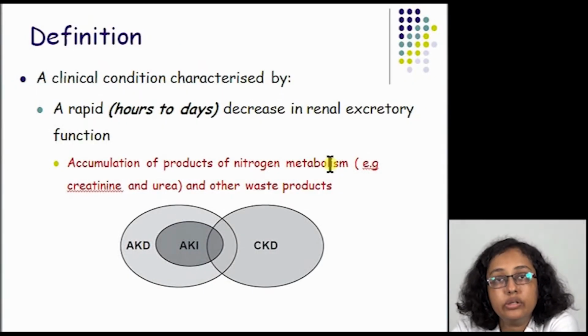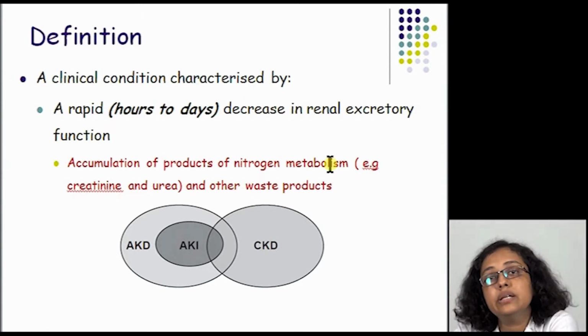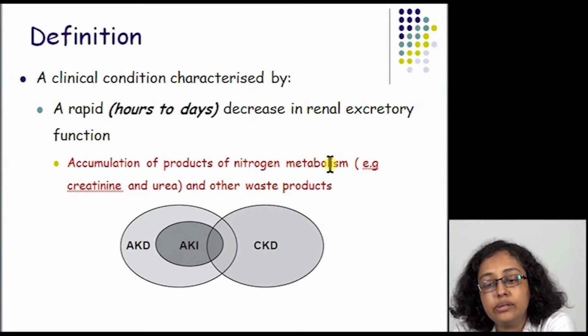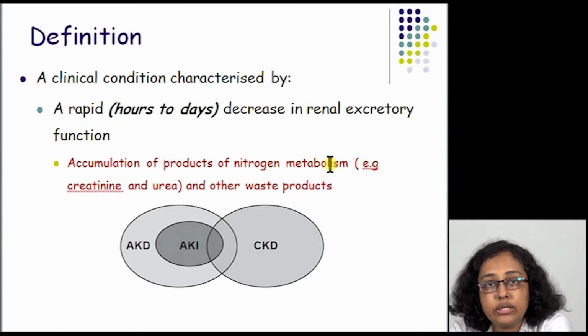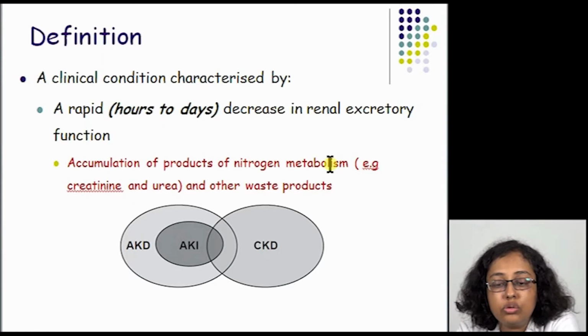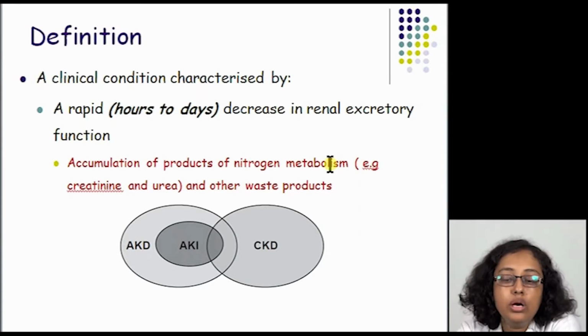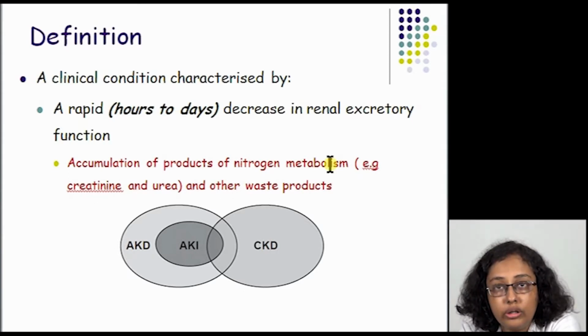So when we define acute renal failure or acute kidney injury, it is basically a clinical condition which is characterized by a rapid decrease in the excretory function of the kidneys. And when we say rapid, we consider it in terms of hours or days. That is what is acute. So when the body is unable to get rid of its waste products because the kidneys are not working, it leads to accumulation of products of nitrogen metabolism like urea and creatinine and other waste products in the body, leading to a rise in the blood levels of these products.